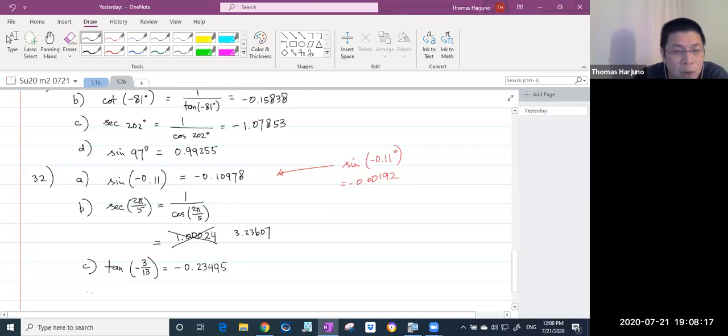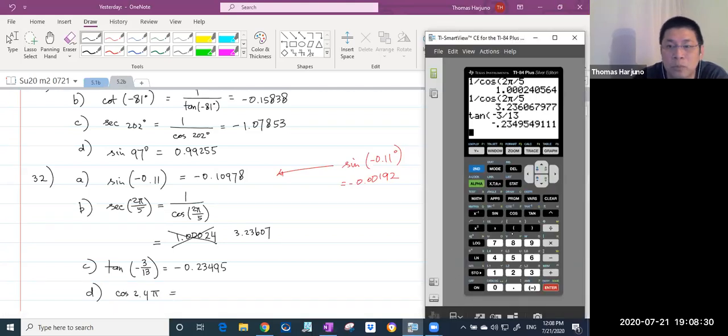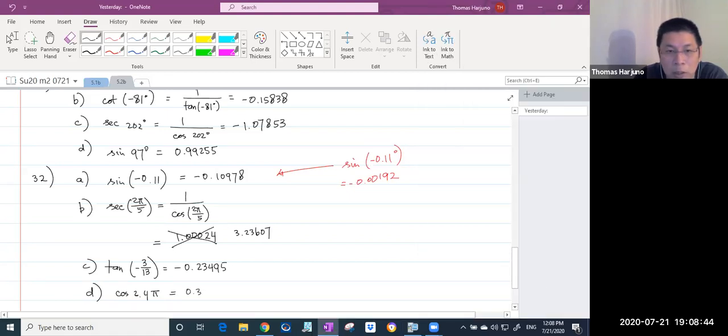And finally, part D about cosine 2.4 pi. Cosine 2.4 times pi. That's 0.30902.